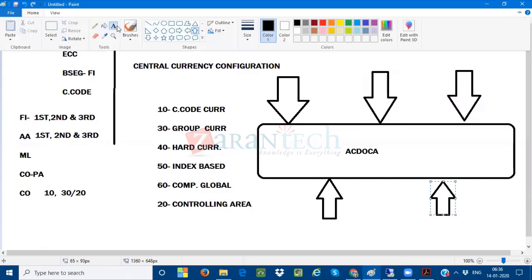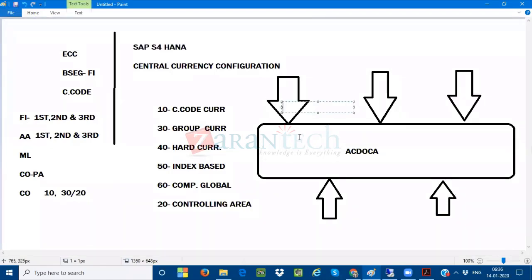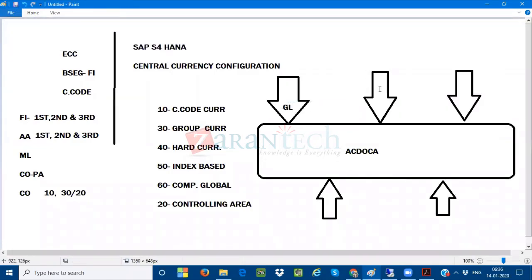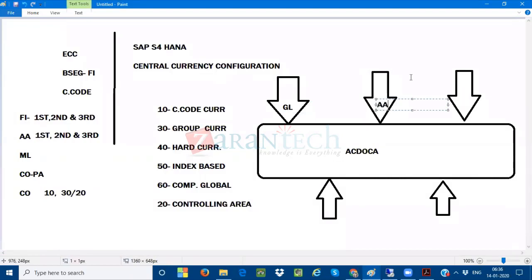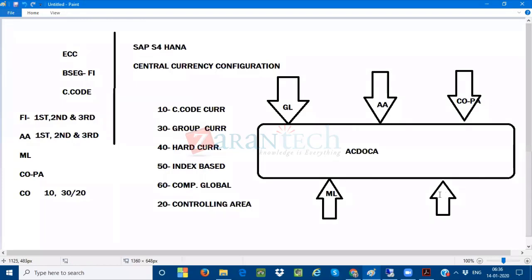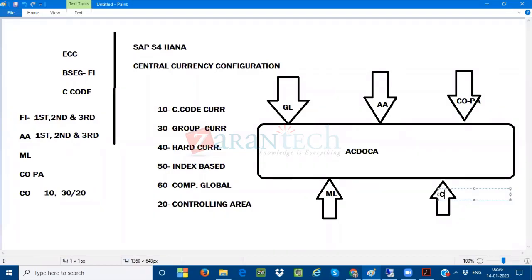Now, this is the GL postings. Here we have the asset accounting. And here we have the COPA. Very, very important. And here we have the material ledger. ML is nothing but the material ledger. And here we have the concept of controlling. So totally there are 5 components.